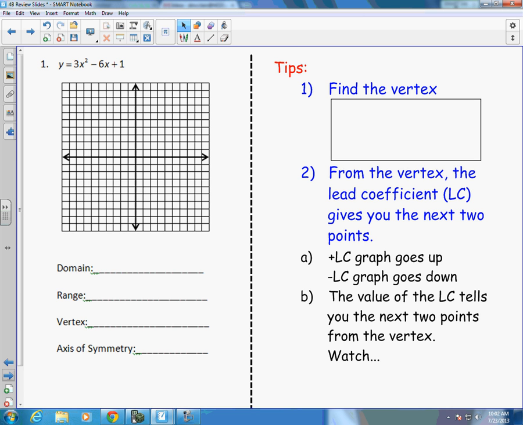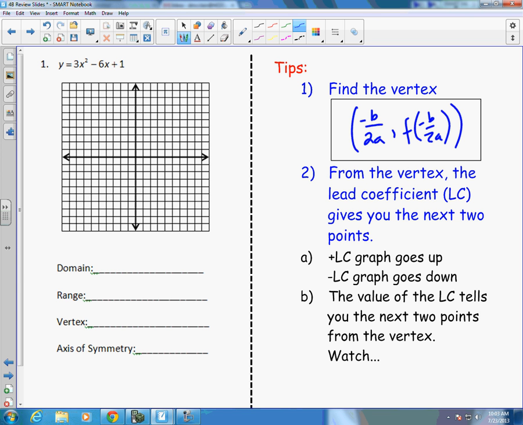The way that you find the vertex is real simple. It's a simple formula. It's the xy coordinate negative b over 2a and then f of negative b over 2a. A lot of students have trouble with that second part. What is f of negative b over 2a? Essentially, all that is what you get when you plug your x value into the equation. I'm going to show you how that looks for this particular question here.